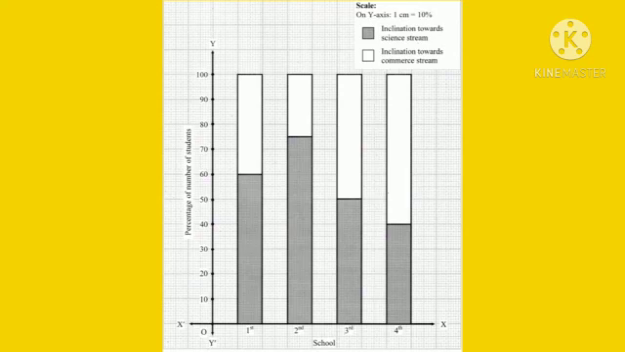Now we will draw the bar for the fourth school. Again we will draw the bar up to the 100 units as it is a percentage bar graph. Now there are 40% of students in science stream. So we will do the marking up to 40 and we will shade that much part of the bar, and the unshaded part is the percentage of students having inclination towards commerce stream.